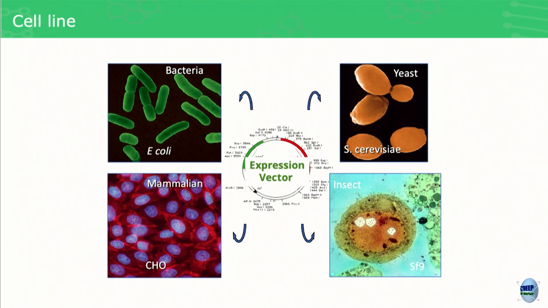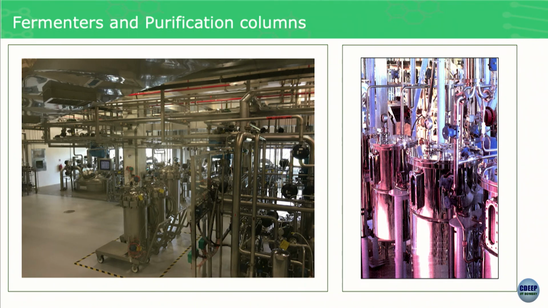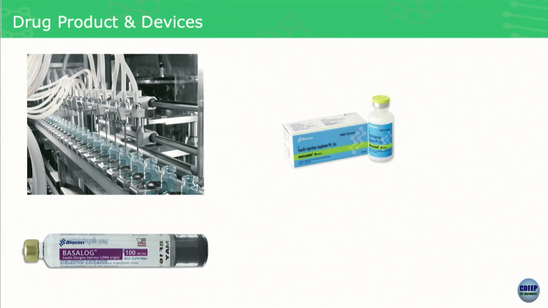So these are the expression vectors or cell lines that are used, and this is kind of a huge fermentation and purification column that typically is used in any industry for enhancing the volume and making it more voluminous for doing this. And after all the process, finally you develop a drug which has to be sold.